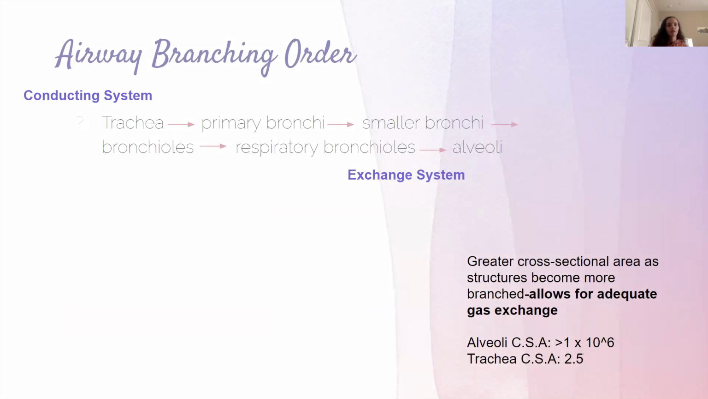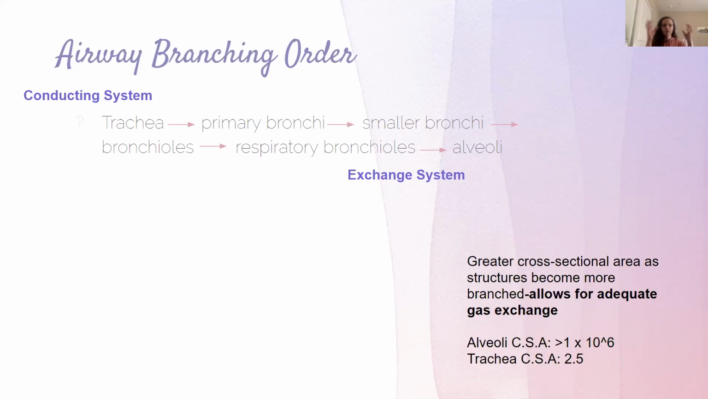Okay, so now we're going to talk about the airway branching system. We start off from the trachea to the primary bronchi, smaller bronchi, bronchioles, respiratory bronchioles, and the alveoli. The conducting system is made up of the first four, and then the exchange system is made of the last two, okay? An important point to keep in mind is as we go down the respiratory system, we have more and more branching.